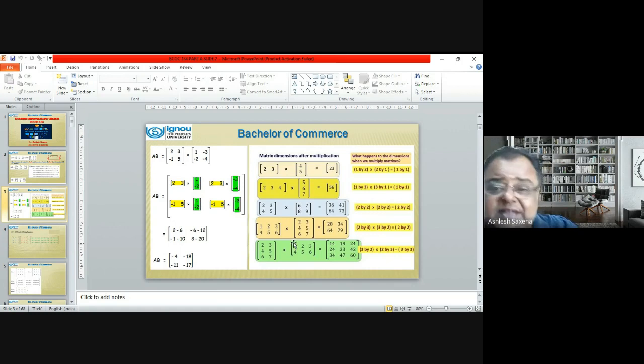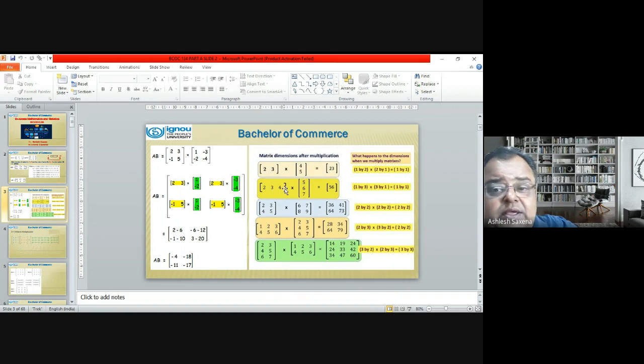Here are some more examples of matrix multiplication. Here we have a 1 by 2 matrix being multiplied by a 2 by 1 matrix. That means its answer will be a single element. That means 1 by 1. 1 by 1 means a single element.